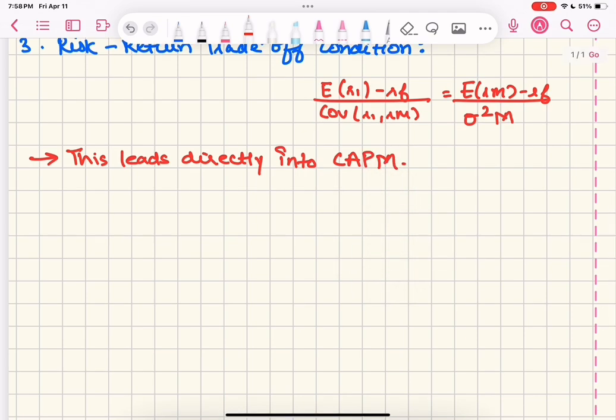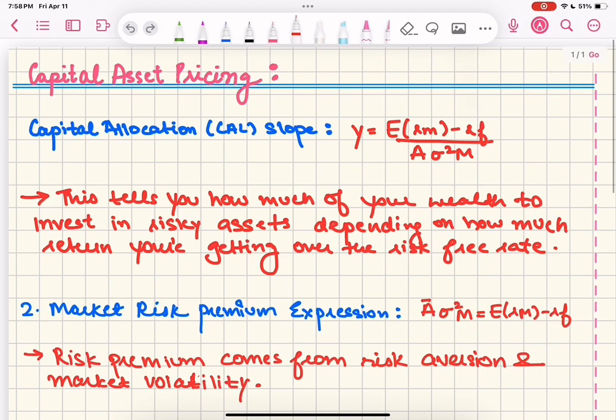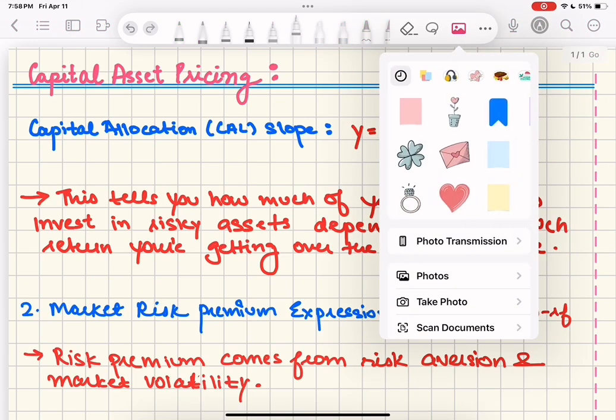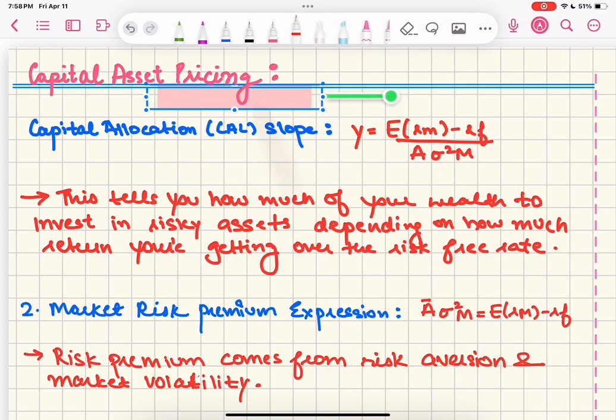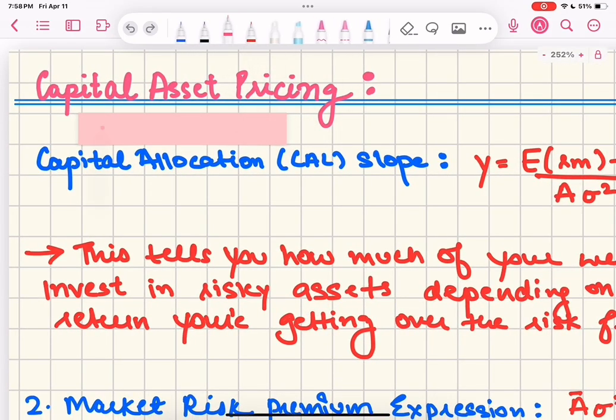So this basically leads directly into CAPM. So if you invest and your asset is highly sensitive to market movements, it better give you a return that reflects that risk. Okay, I'm just going to write the title, formulas.